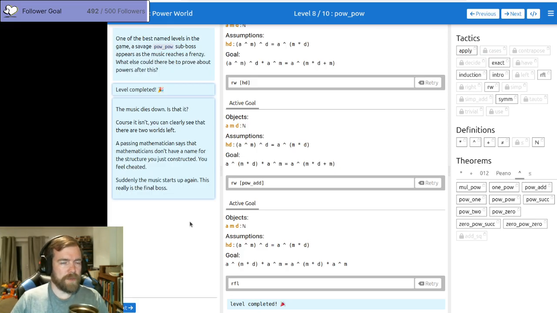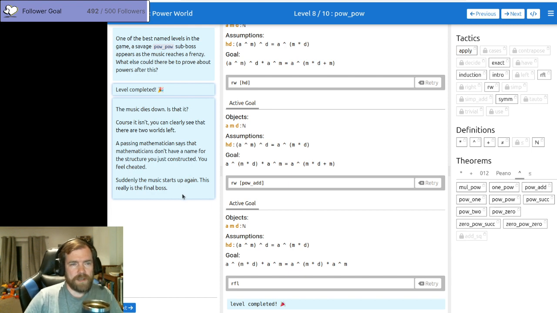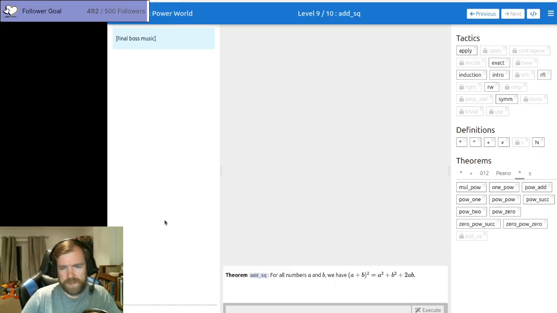One of the best named levels in the game, the savage Pow Pow sub-boss, appears and the music reaches a frenzy. What else could there be to prove about powers after this? The music dies down. Is that it? Of course it isn't. You can clearly see there are 2 worlds left. A passing mathematician says that mathematicians don't have a name for the structure you just constructed. You feel rather cheated. Suddenly the music starts up again. This is really the final boss.